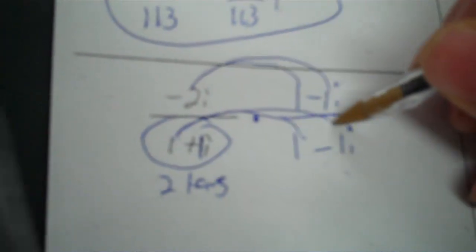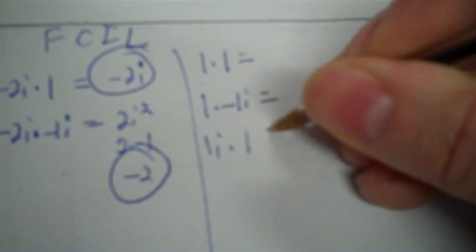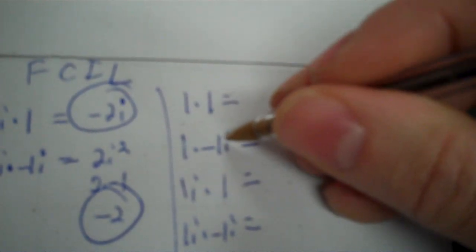Now in the denominator, we take 1 times 1. You take 1 times negative 1i, positive 1i times 1, and then positive 1i times negative 1i. Okay, so 1 times 1 is 1, 1 times negative 1i is negative 1i, and then positive 1i, and then negative 1i squared.